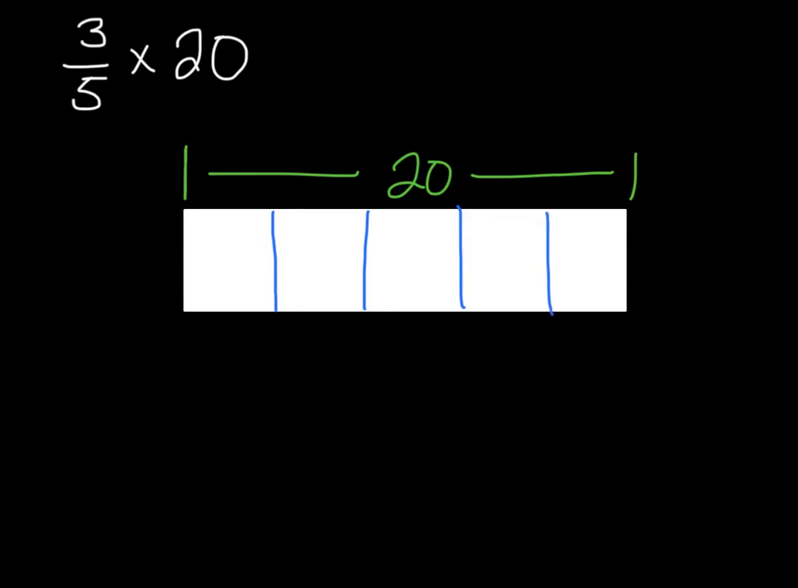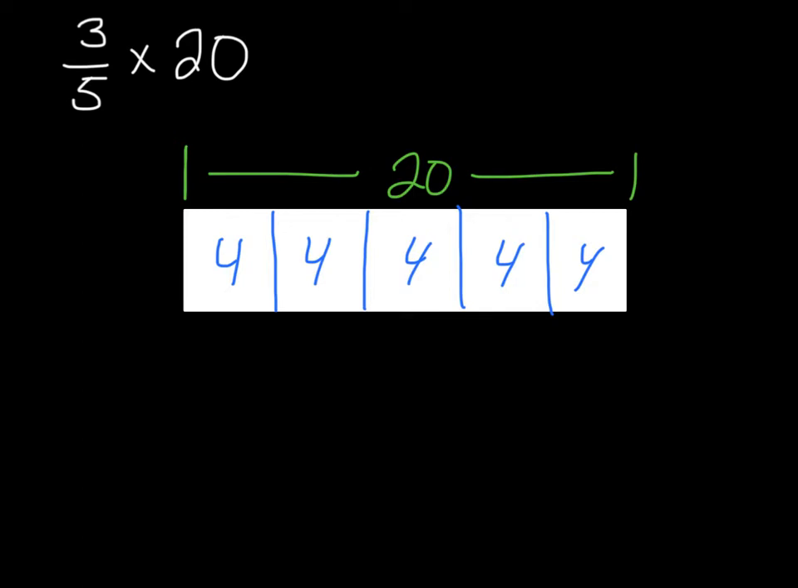Well, 20 divided into 5 means each one of these pieces is equal to 4, because 20 divided by 5 is 4. If we were to go back and add together these 4s, 4 plus 4 is 8, plus 4 is 12, plus 4 is 16, plus 4 is 20. So the 4s are still equal to that total of 20. Now we're ready to find our answer.